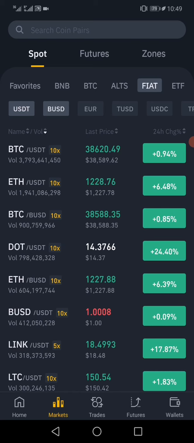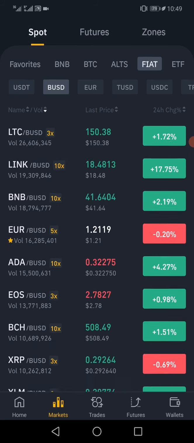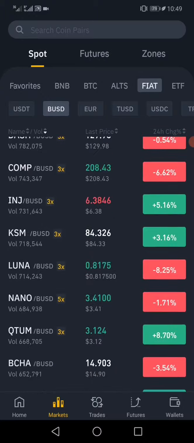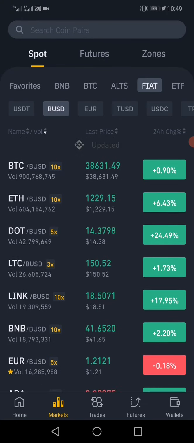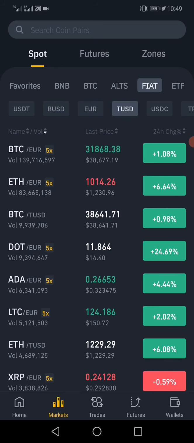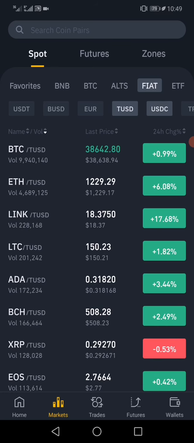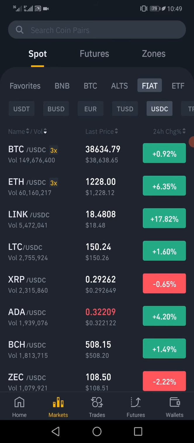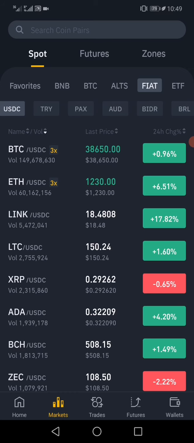The BUSD is another coin native to the Binance application, which is known as the Binance USD. So you can see you can trade against the Binance USD. It's a stable coin also. You can trade against the Euro. You can trade against the True USD. You can trade against the USDC. The USDC is the Coinbase stable US dollar linked pair.